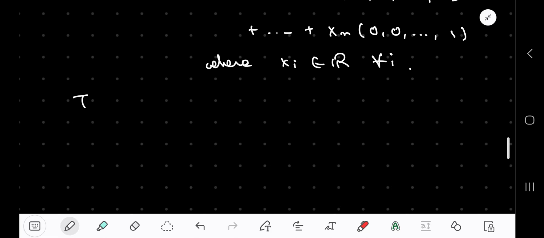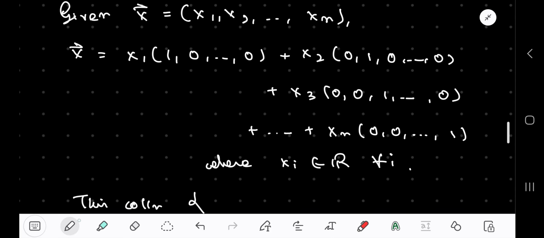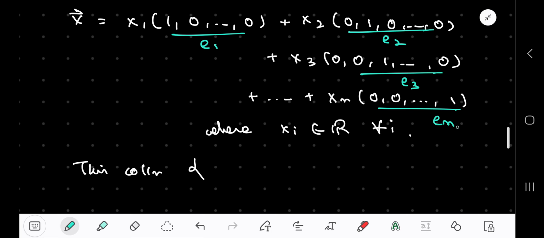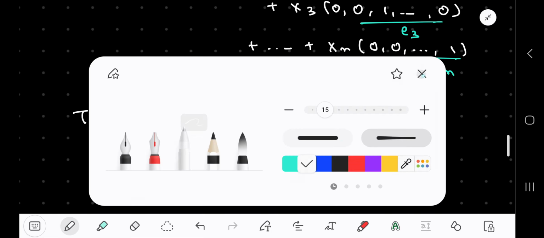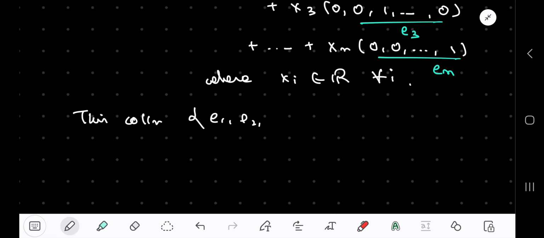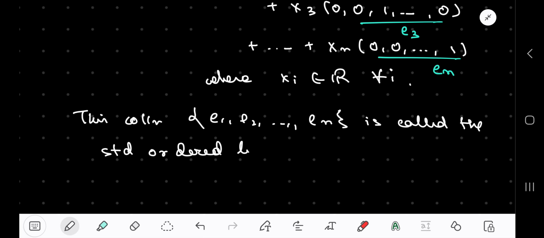This collection, we usually refer to them as symbols because they are very important and often used. This is what we call E1, this is E2, this is E3, and inductively this is En. So this collection E1, E2 till En is called the standard ordered basis of Rn. Now there are two things to observe here.